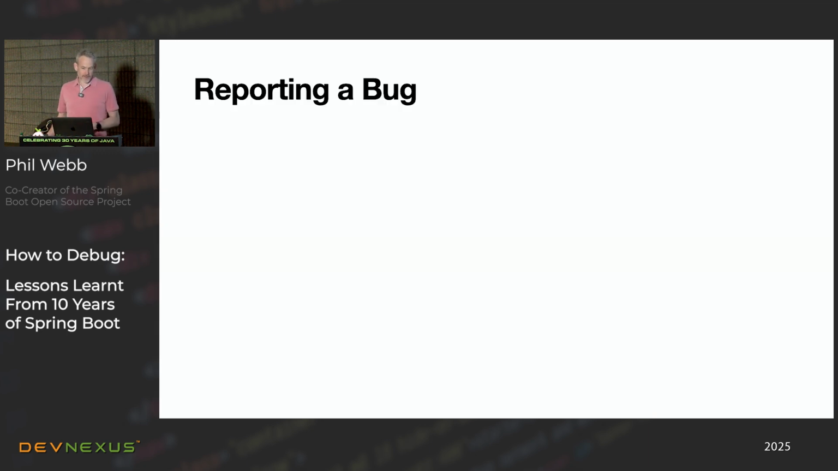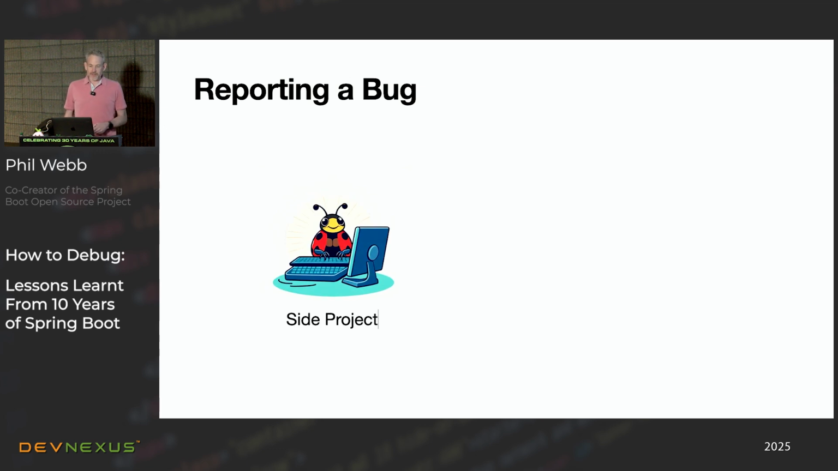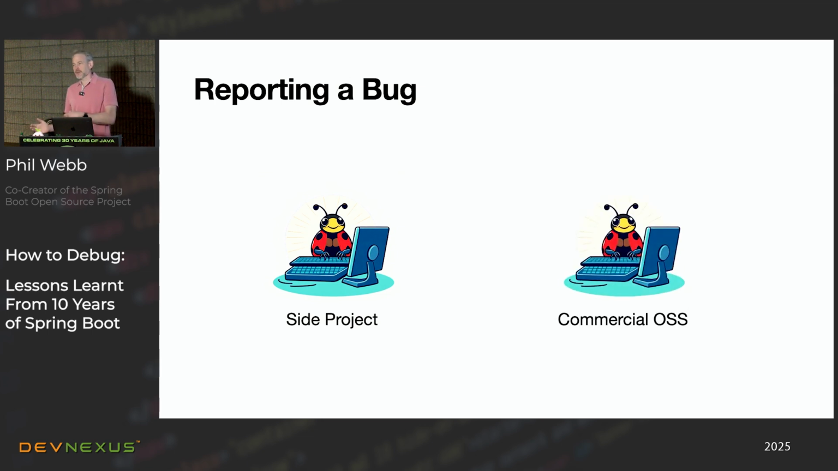I'd like to talk a little bit about reporting bugs. If you're talking about open source projects, there are kind of two camps. You've got someone who's got a side project, someone who's done something and thought it would be fun to open source it. And then you've got the kind of stuff that I work on, commercial open source, where there's a company behind it and people are actually paid to work on it.